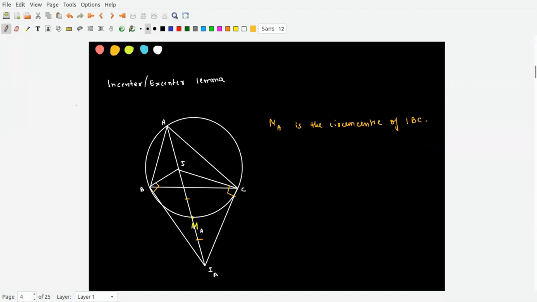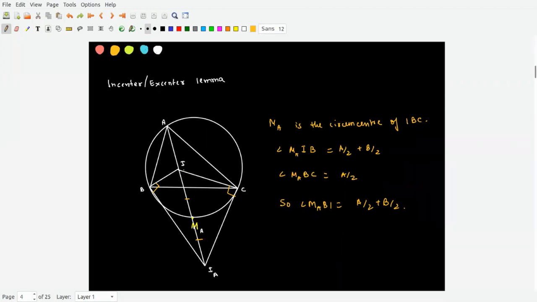Should I say? Yeah, go ahead. Okay. So angle M_A I B equals A/2 plus B/2, and angle M_A B C equals A/2. So then angle M_A B I is equal to A/2 plus B/2, and so triangle M_A B I is isosceles and M_A B equals M_A I. We got M_A B I as an isosceles triangle, and similarly you'll get M_A I C as an isosceles triangle, and that's how you prove that M_A is the circumcenter of IBC.